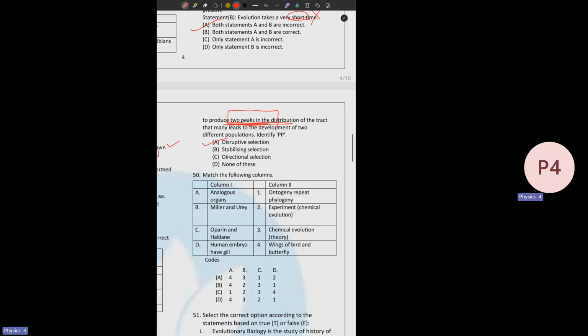Match the following. Analogous organs will go with the wings of bird and butterfly. Miller and Urey will go with experiment of chemical evolution. Oparin and Haldane will go with chemical evolution because they gave this theory. And human embryo have gills, it will go with ontogeny repeats phylogeny. So here the correct answer is D.